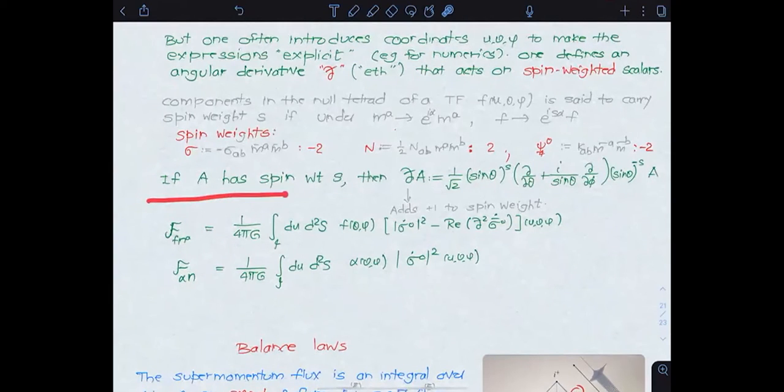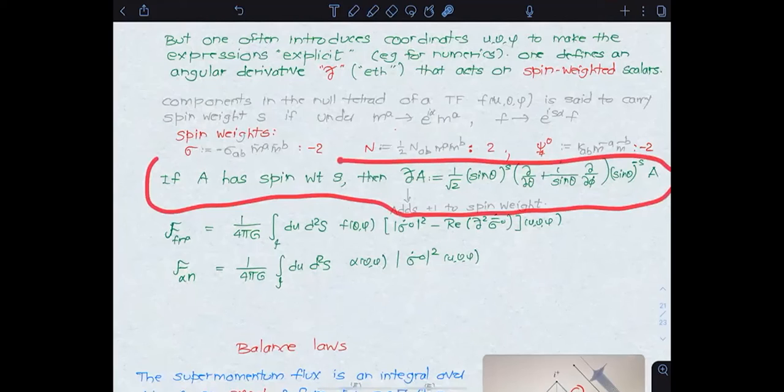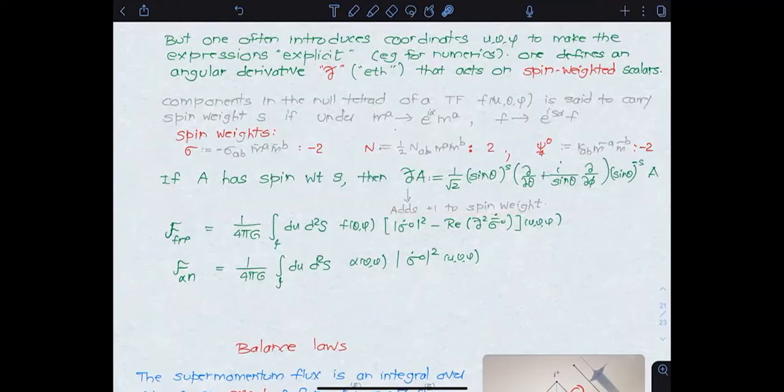Now, if a scalar A has spin weight s, then the angular derivative, which is called eth of this object, is defined here explicitly. And the result has a nice property that again it is spin weighted. So it changes under this transformation, and it just adds +1 to the spin weight. This was introduced by Newman et al., for certain Newman-Penrose calculations. This is the angular derivative called eth up here.